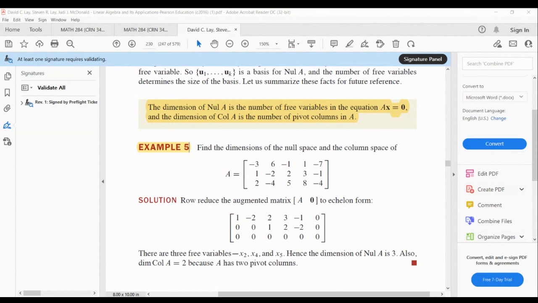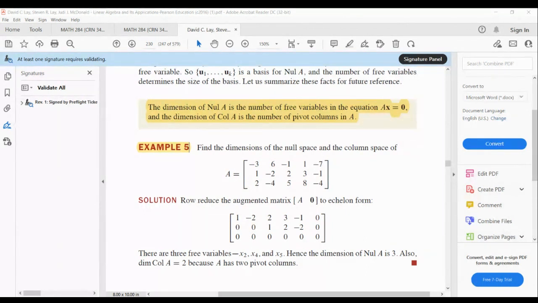It is no accident that the dimension of the column space of A plus the dimension of the null space of A equals the number of columns of the matrix A. That is not an accident. Okay, that's called the rank theorem, which we'll see in section 4.6. Okay. All right, all right.